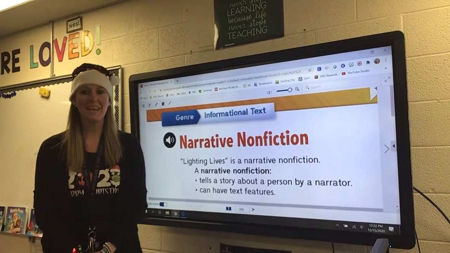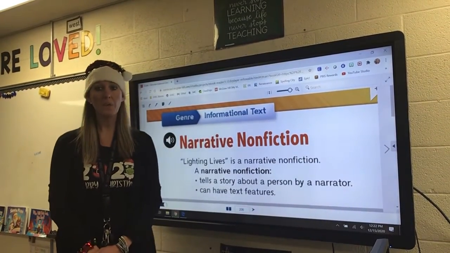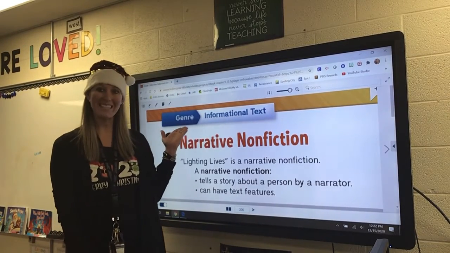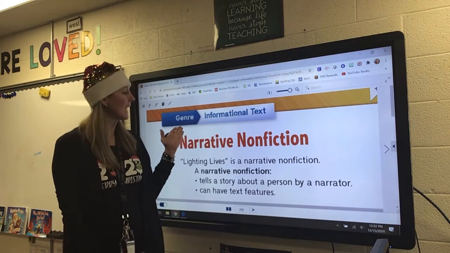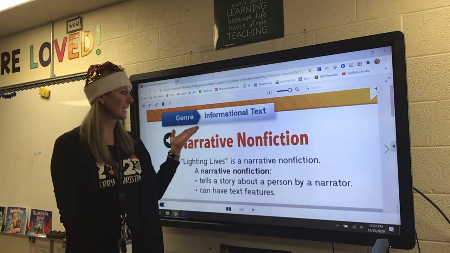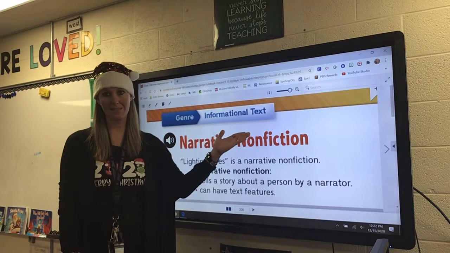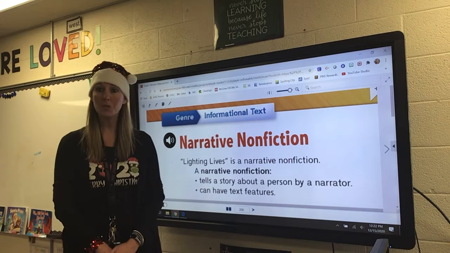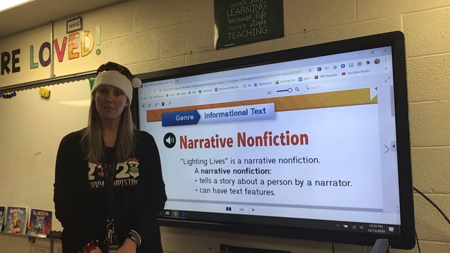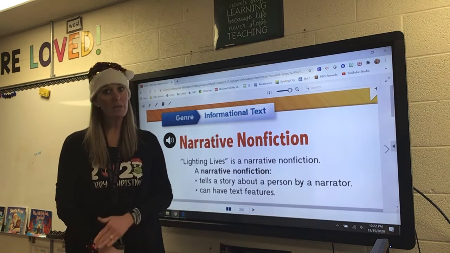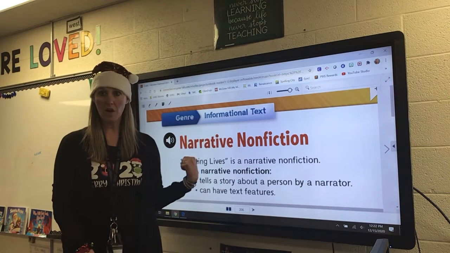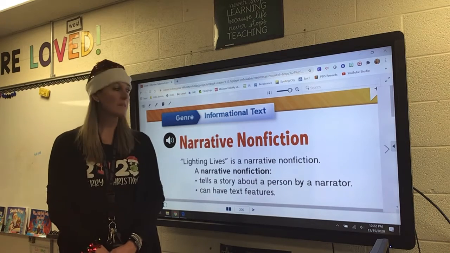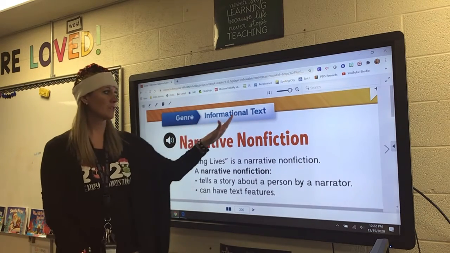Second graders, today for our reading lesson, we are going to learn about genre, which is the type of story that we're going to read. And the type of story is called informational text. Now this page is found in your Wonders book on page 206. So if you want to pause the video and go get your Wonders book to follow along, you can. If not, just follow along on the Clever Touch with Mrs. Murphy today. So let's learn about informational text.